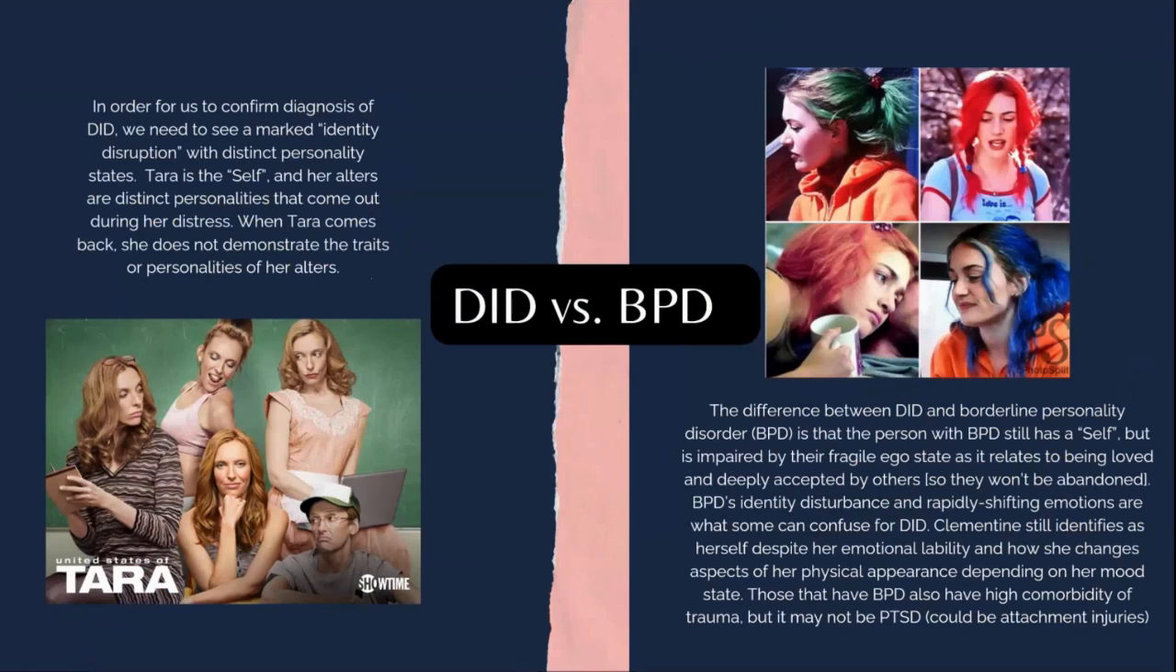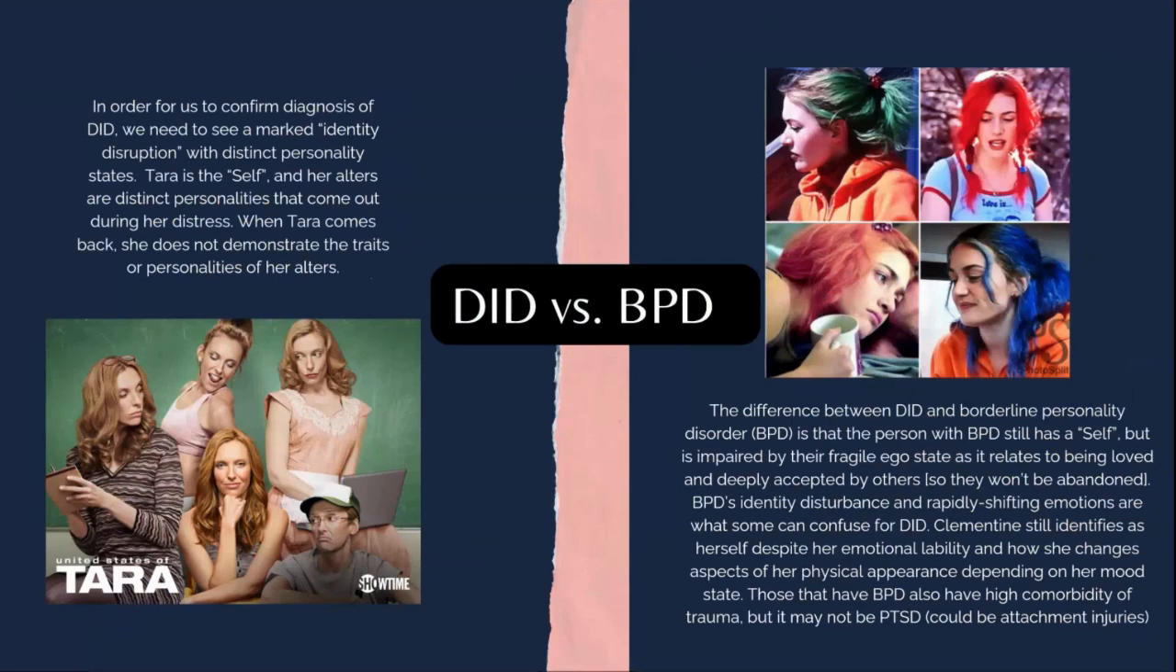With borderline personality disorder, we still see that a person has the self, but they are really impaired by their fragile ego state. We'll talk about this a lot more in the personality disorders section, but it does not mean that people that have DID or borderline personality disorder don't share a comorbidity of trauma, because they usually do. Again, I'll talk about this more with borderline personality disorder, that trauma is not often the impetus, although it is present within the development of borderline personality disorder.